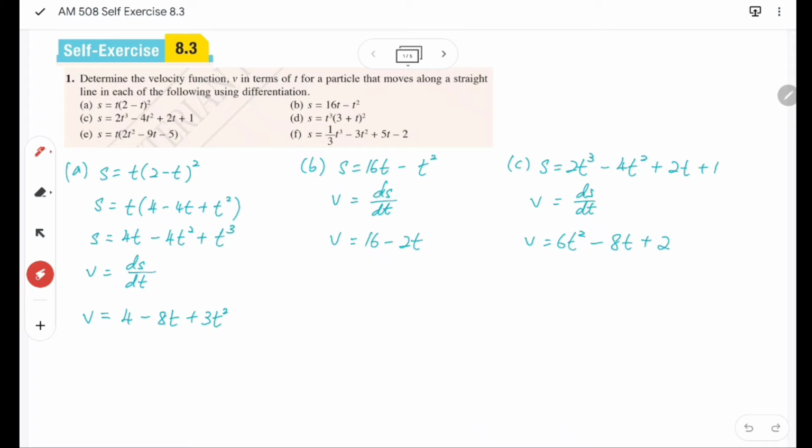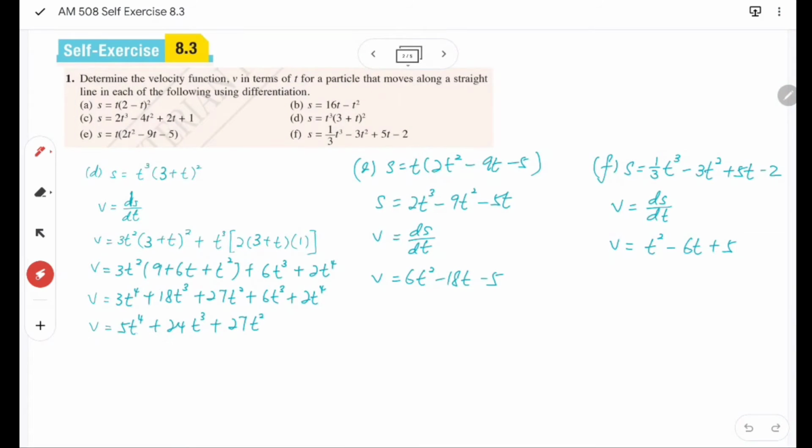B, s equals 16t minus t squared. So the v is ds/dt. We just differentiate term by term. We get v equals 16 minus 2t. C, s equals 2t cubed minus 4t squared plus 2t plus 1. So v equals ds/dt and we differentiate term by term. So we get 6t squared minus 8t plus 2. So this is the v we get.